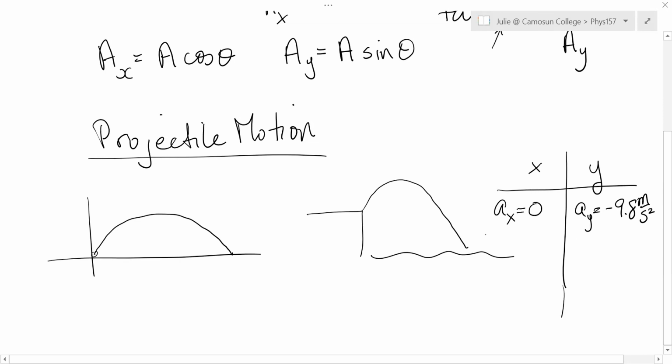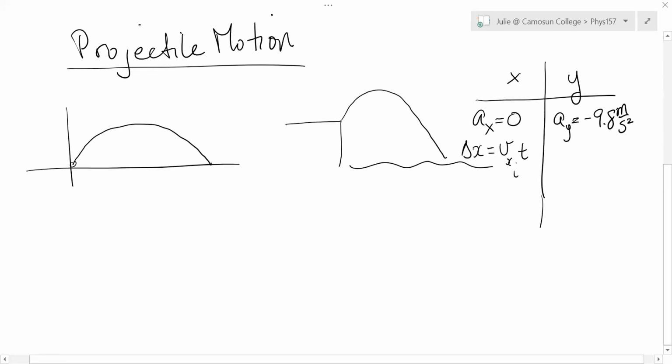And because there's no acceleration here, really the only kinematic equation here is that this is Vx initial times t. The 1/2 at squared is not there because there is no acceleration in the x direction. But then all the other equations over here apply as well. So Vf is Vi plus At is a very handy one. And delta y is Vit plus 1/2 At squared.